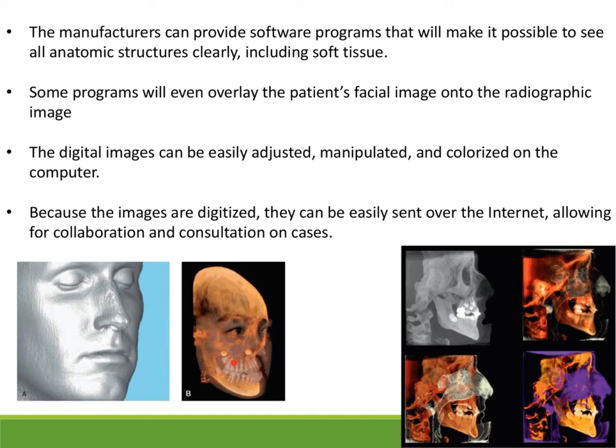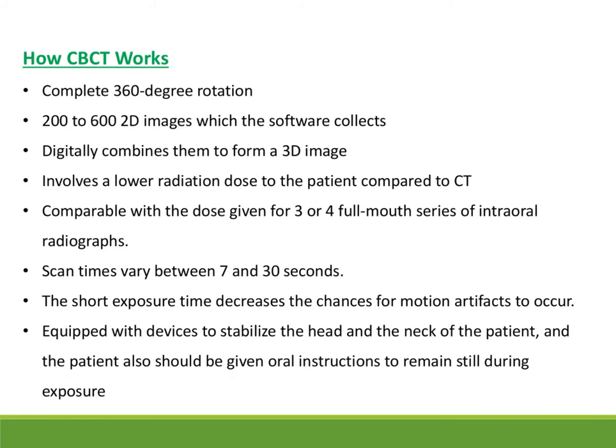The digital images can be easily adjusted, manipulated, and colorized on the computer. Because the images are digitized, they can be easily sent over the internet, allowing for collaboration and consultation on the cases. So, how does a CBCT machine work? It takes a complete 360 degree rotation. That means it turns around the patient completely.